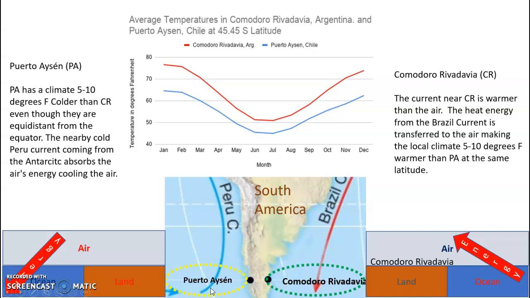But it's not the same situation, because there's this cold current coming here, and CR is experiencing a warm current. So in PA, this is the situation. The air and the land are warm from the sun, and the ocean is colder, so the air's energy goes into the ocean and cools the air. The opposite is true in CR. The ocean is much warmer because it's taking that energy from the equator, and it's warmer than the land and air in CR, and the energy transfers from the ocean to CR. And that makes a big difference.